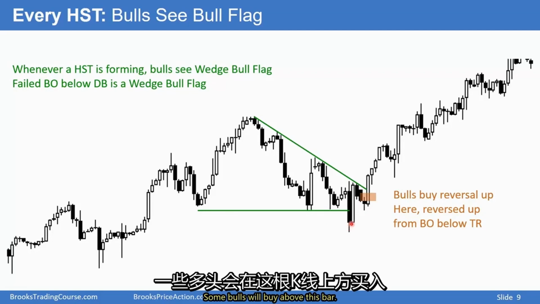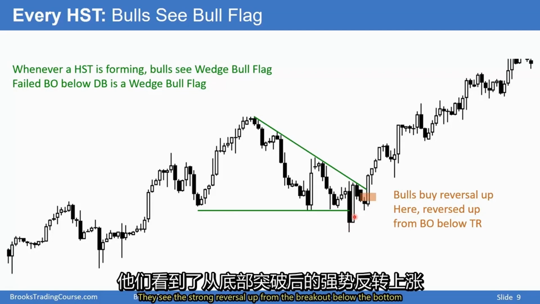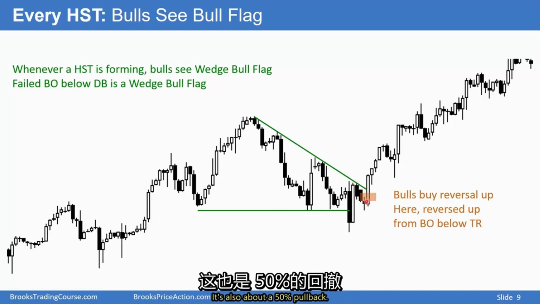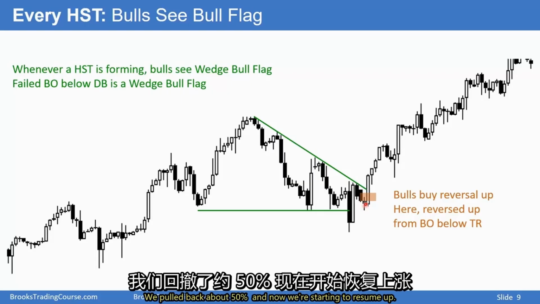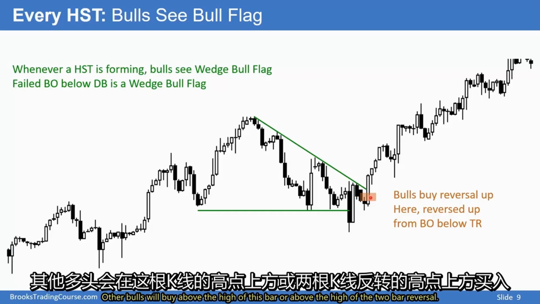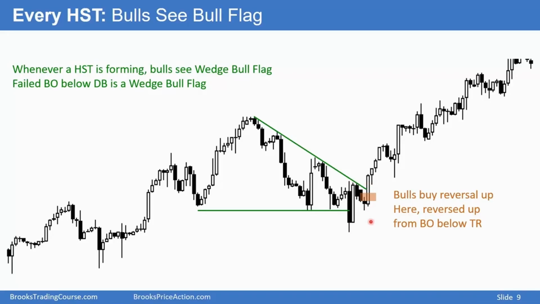Some bulls will buy above this bar. They see the strong reversal up from the breakout below the bottom, and they see this as a pullback from this reversal up. It's also about a 50% pullback. We pulled back about 50%, and now we're starting to resume up. They'll place a stop to buy above the high of the prior bar. Other bulls will buy above the high of this bar or above the high of the two-bar reversal.